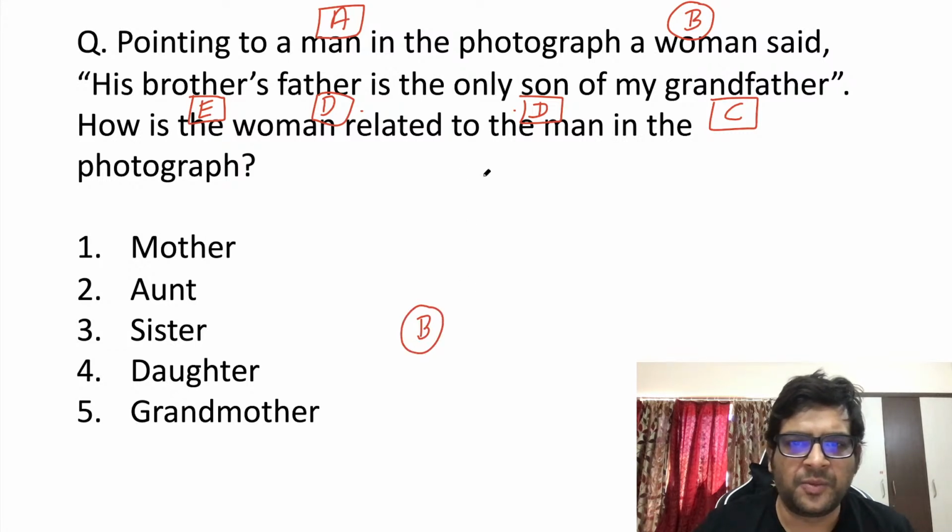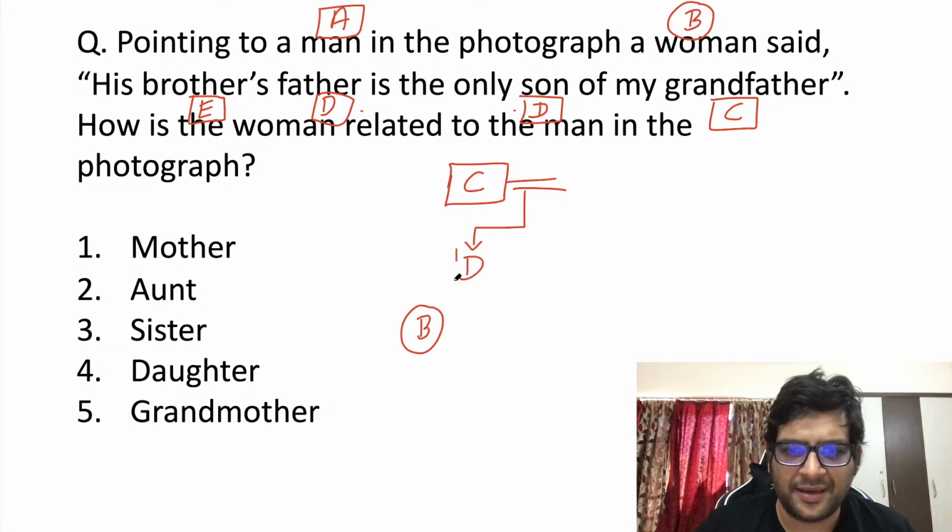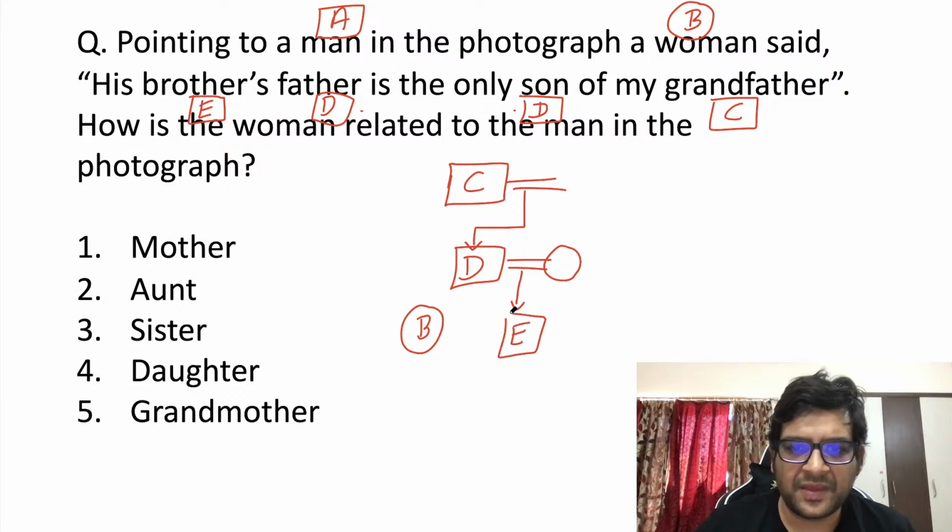So pointing to a man, so woman, B, and then the woman has a grandfather, C. The grandfather has an only son, the only son is D. The only son, D, his brother, father. So D, his brother is E. So D has married to someone. D has a son who is E. And this E is brother of A, because it is A's brother that is being talked about here.